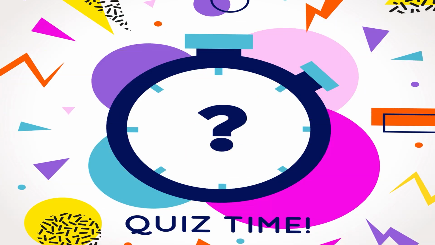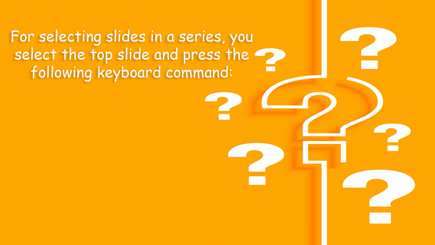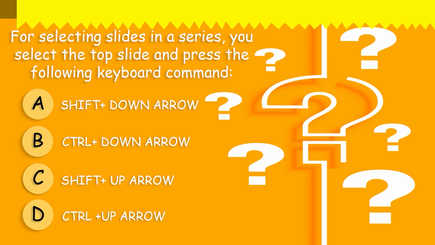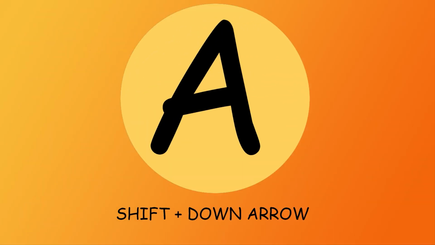Now let's take some quiz. Question number 1. For selecting slides in a series, you should select the top slide and press the following keyboard command. A. Shift down arrow. B. Control down arrow. C. Shift up arrow. D. Control up arrow. If your answer is A, then you are correct.